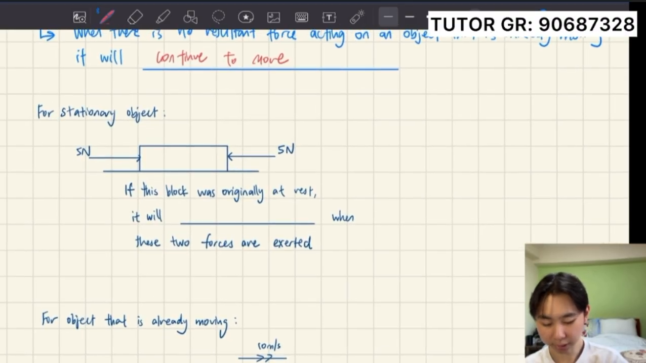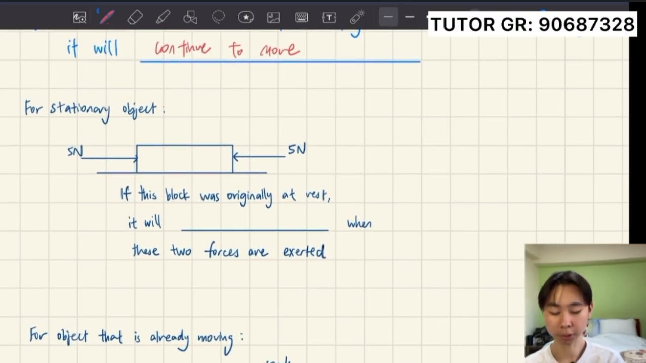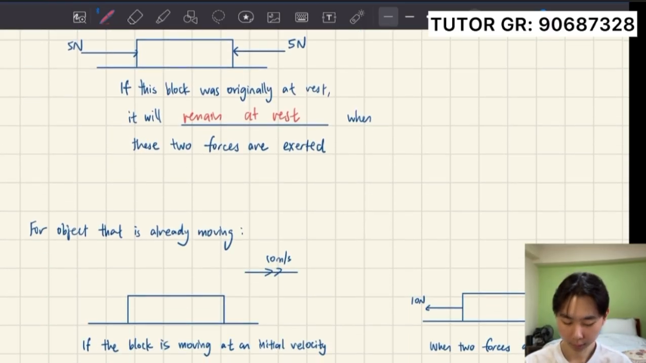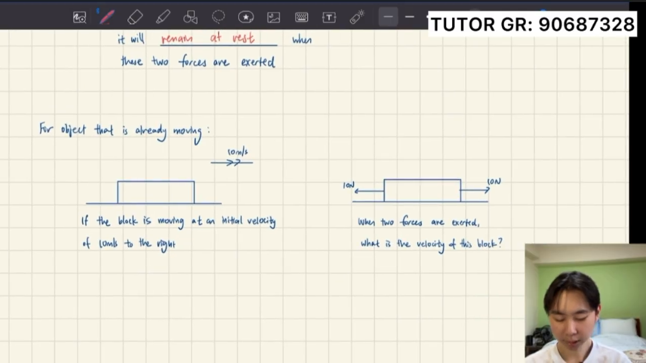We'll take a look at this scenario here. For a stationary object, let's say I have 5 newtons towards the left hand side and 5 newtons towards the right. If this object was originally at rest, it will remain at rest. Why will it remain at rest? Because the two forces exerted on this block produce a resultant force equal to 0.